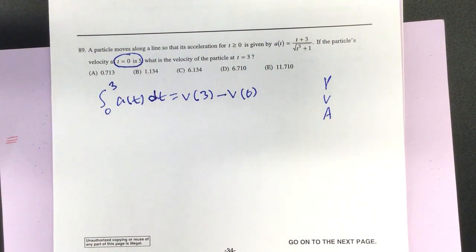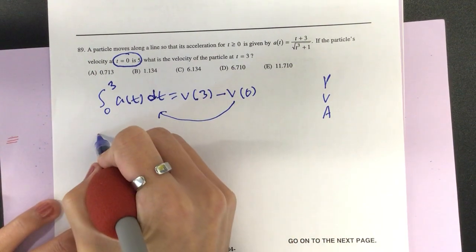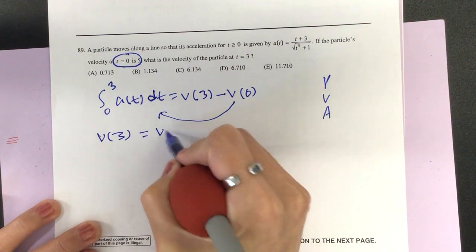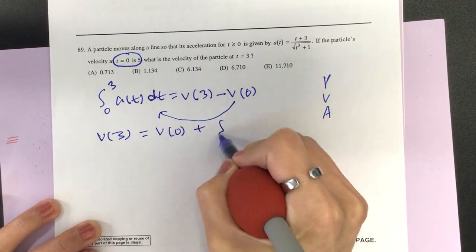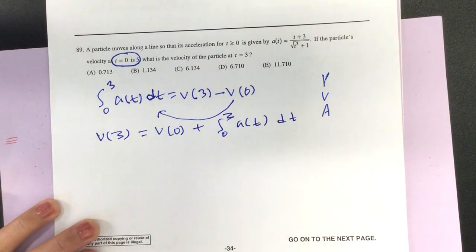Since we're looking for v of 3, let's move this over. I'm going to leave v of 3 on the other side, but really in the end I'm adding on the integral of a of t dt. From here, it's simply going to be our calculator portion.